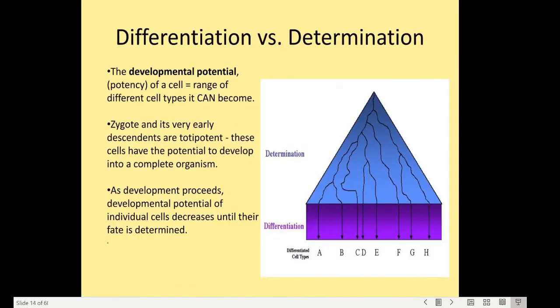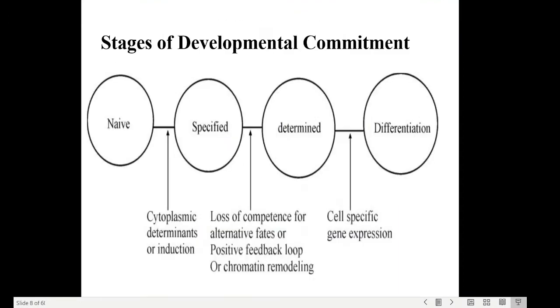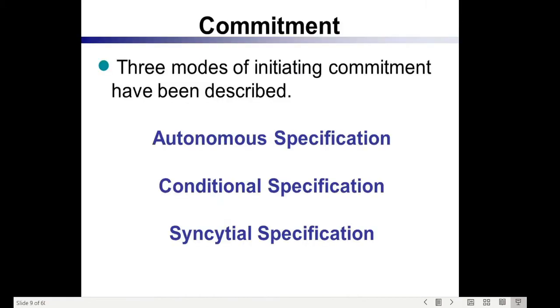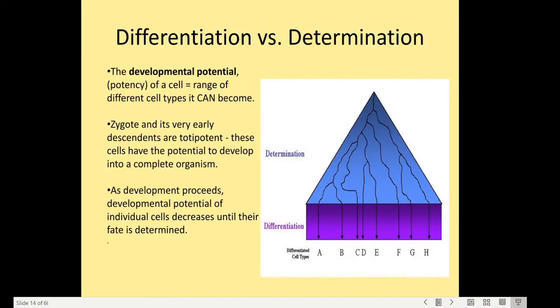Then this is after the specification. Previously we discussed the specification. After this differentiation understanding, we enter the commitment, that is the specification. After the specification, the cells undergo determination and differentiation. What is determination and differentiation? Already we discussed this.